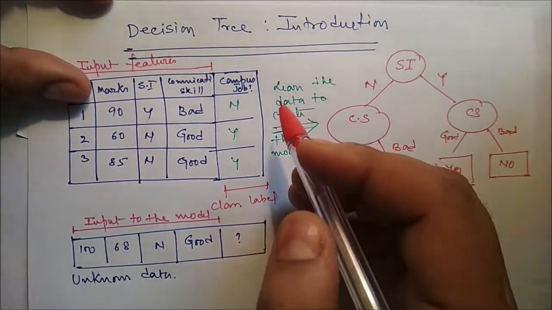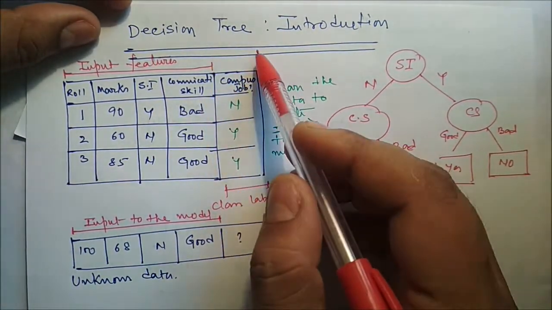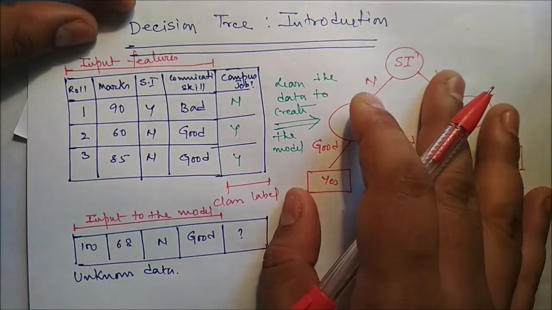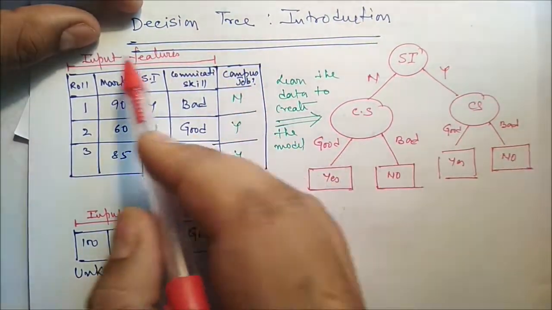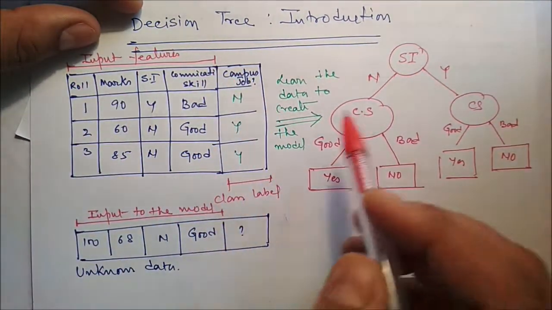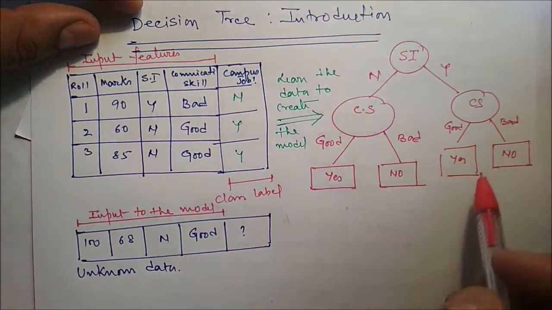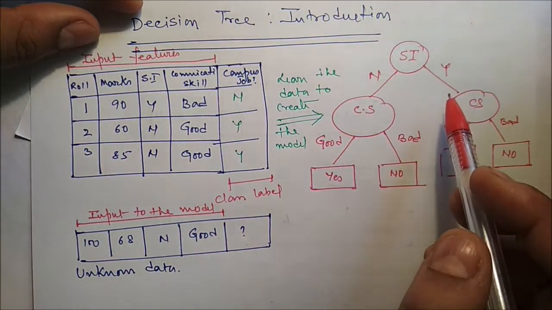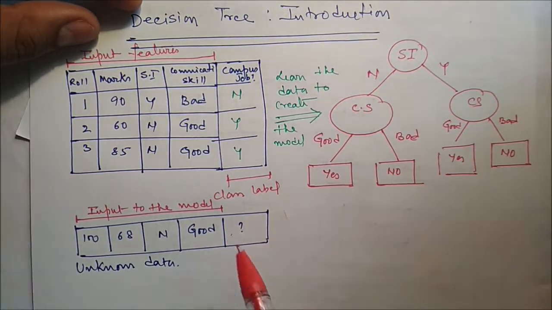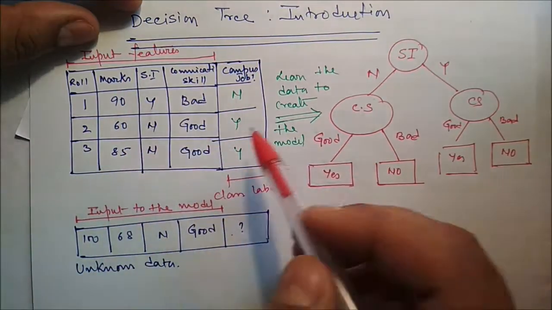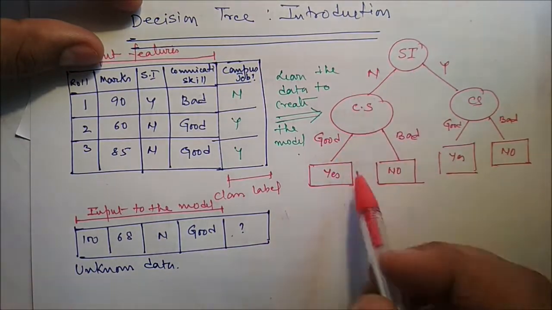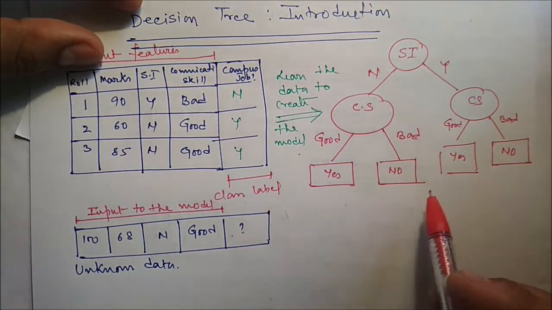Hello friends, welcome back. In this video we'll discuss decision tree, and it is an introductory video. In a decision tree, we have training data, and from the training data we have to construct a tree. From the tree we can identify the class level of any unknown data. So this is what our input features. We have to learn the data to create the model. After learning that, we create this particular model. It is called a decision tree.